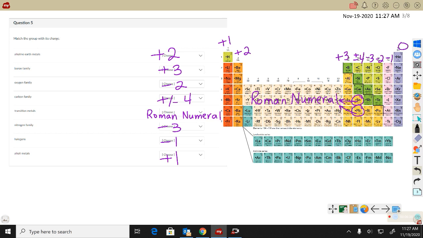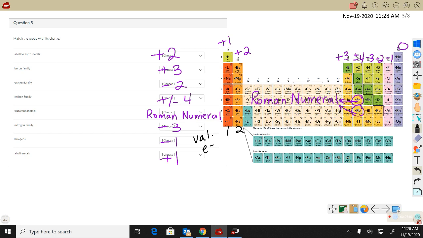Everybody in group 1 is charged plus 1. They all have, let's say on the bottom I did valence electrons. Everybody in group 1 has 1 valence electron, and so it's easier just to lose 1. That would be the alkali metals. The group 2 alkaline earth metals have 2 valence electrons, so it's easier to lose 2, and we form a +2 ion.